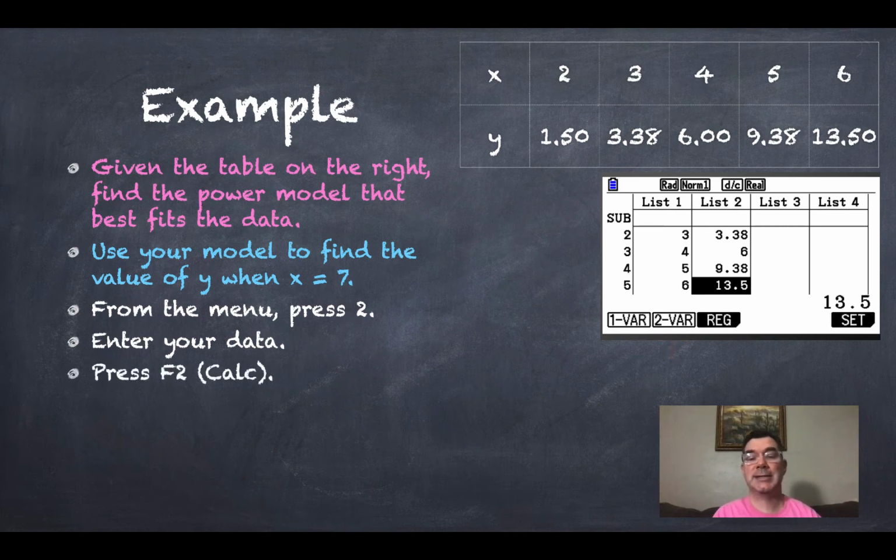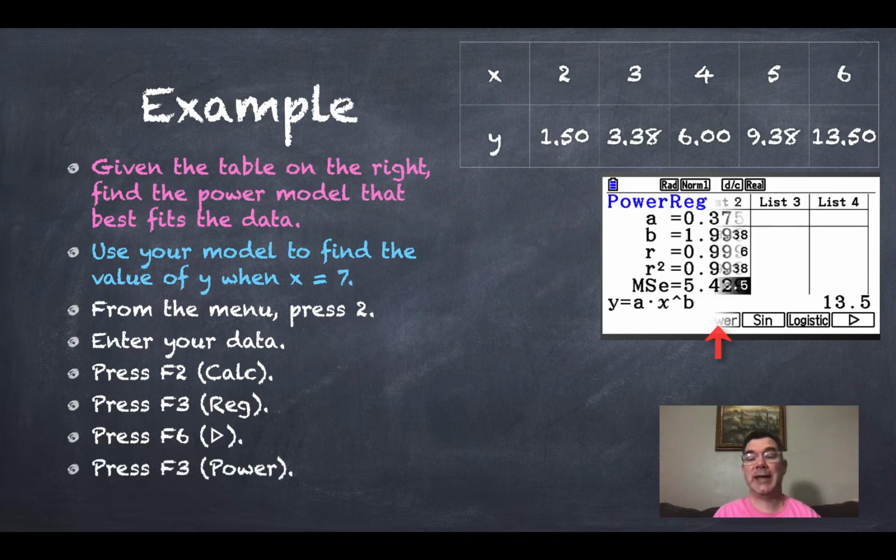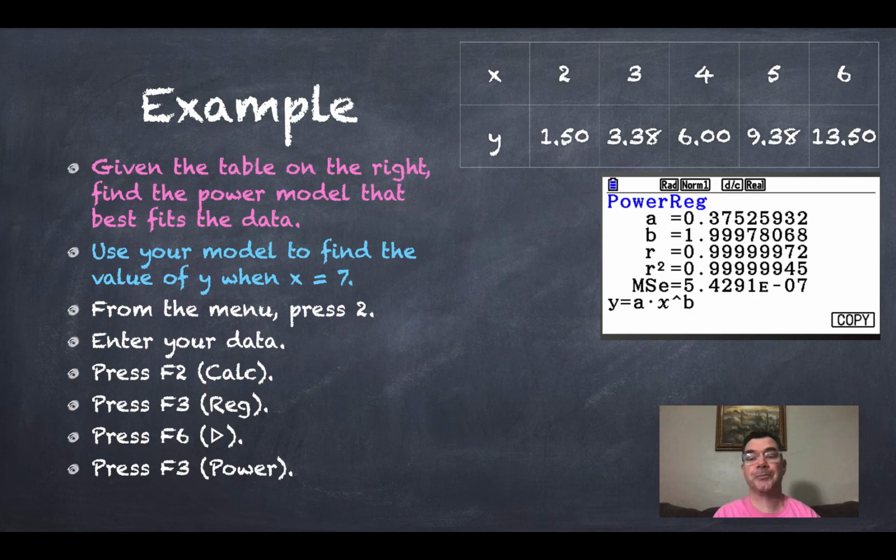And then you press F2, which is calc. We are going to be calculating something. We're going to be calculating a regression, so you're going to press F3. All right, and then we have our options there. I don't see the option that I want, so I'm going to press F6 for more options. And so the option that I want is the power option. So I'm going to press F3 for power. And that's what I get.